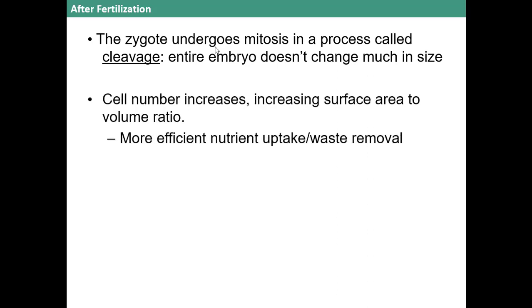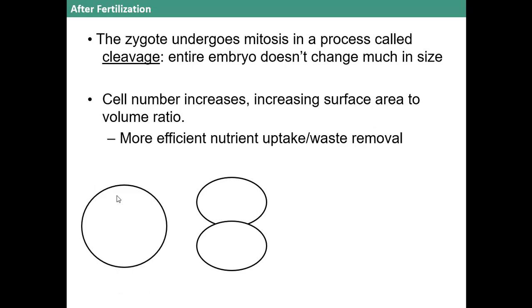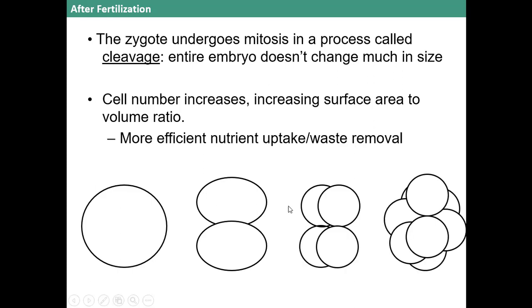And that's important because as the cell number increases and the embryo size stays roughly the same, that's going to increase the surface area to volume ratio. That's going to enable the embryo to be more efficient in the uptake of nutrients and more efficient in getting rid of any waste. So here we have what would represent a single-celled embryo. It's going to divide from 1 cell to 2, and then to 4 cells, and then to 8 cells. And then during this process, notice the embryo doesn't change much in shape.